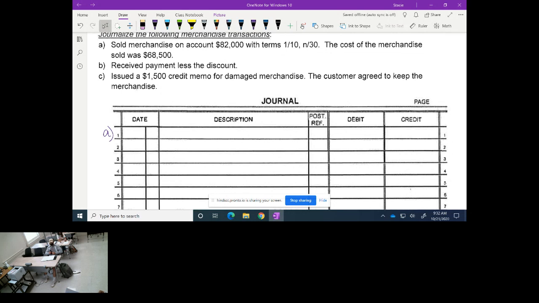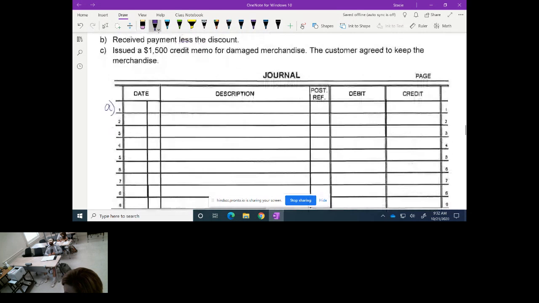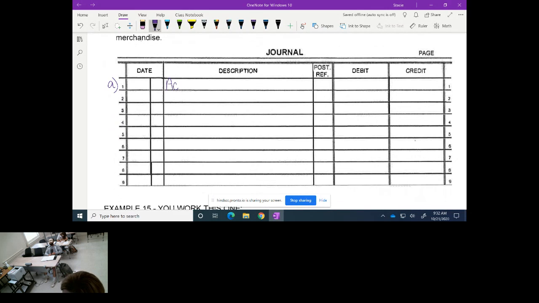What are we going to debit? Accounts receivable, because they said it's sold on account. All right. I'm going to pull this up here because y'all got the numbers in front of you. Now, how much are we going to debit accounts receivable for? 81,180. So how did we get that number? We took our sales of 82,000 and we subtracted out our discount that we calculated.